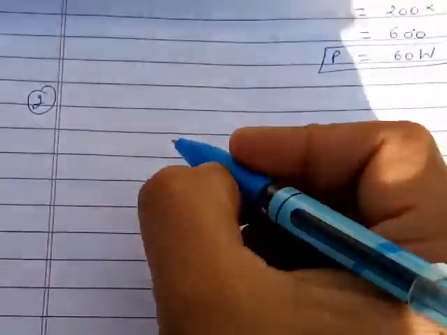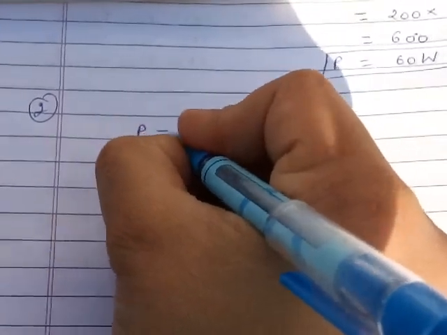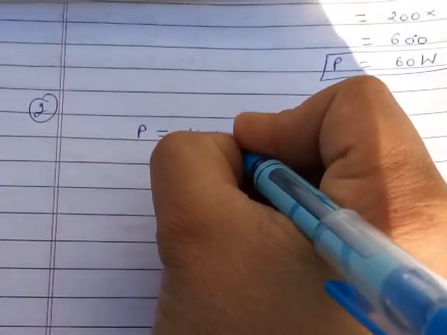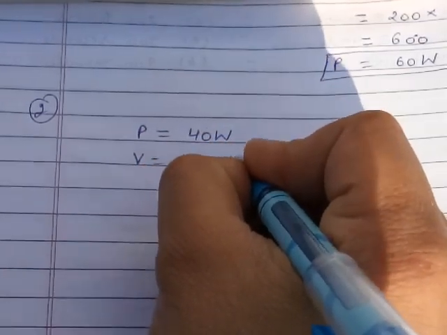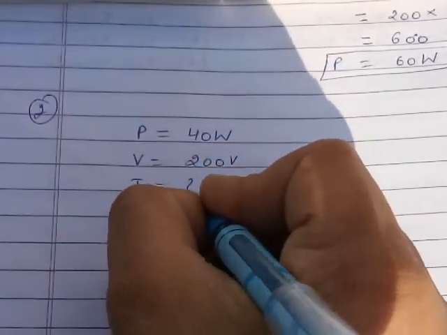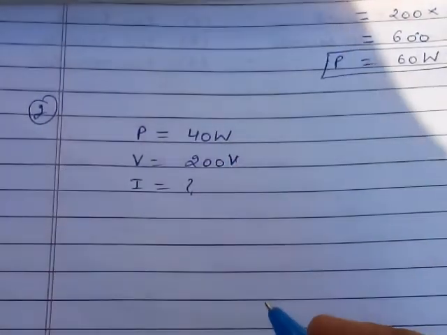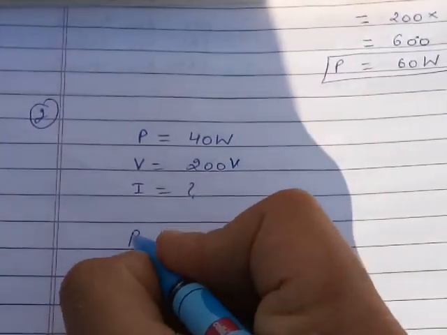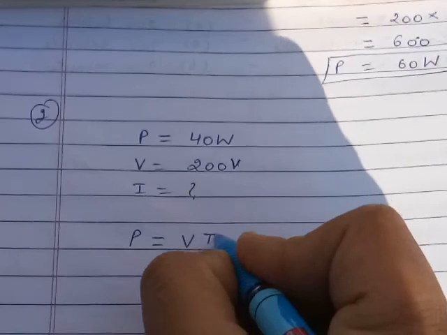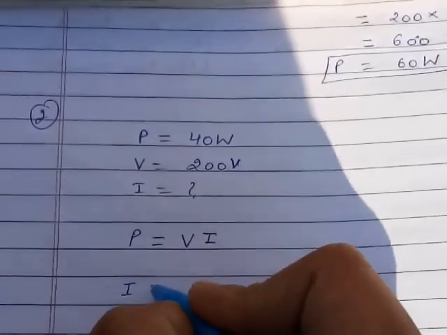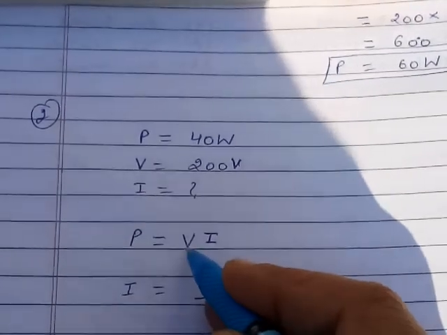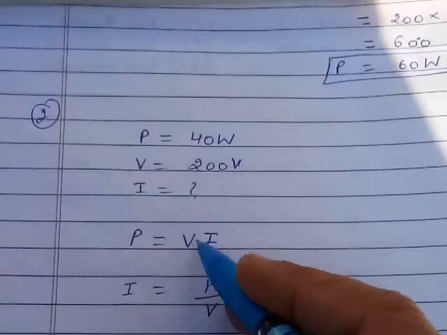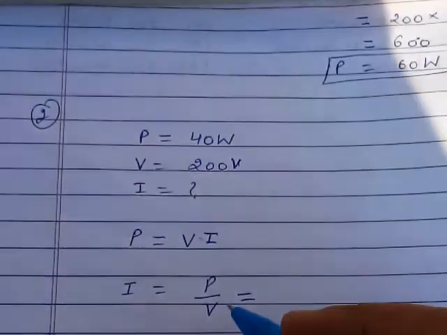Numerical number 2. Here given is, first, power P is equal to 40 watt, V is equal to 220 volt. We want to find I. Now we know that P is equal to V into I. So I is equal to P upon V. V is multiplied on this side, so on that side it will divide.